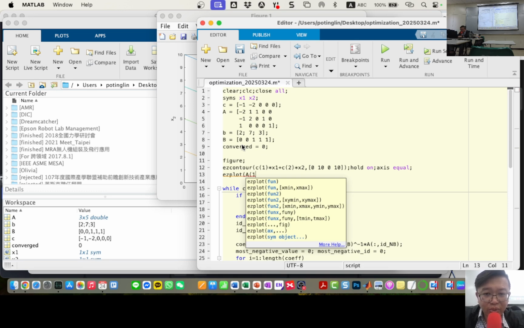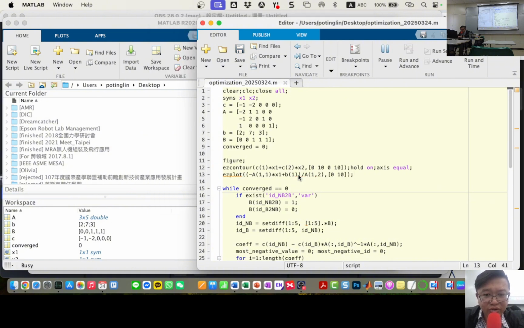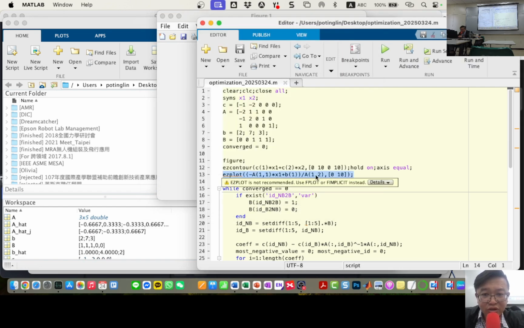say a11 times x1. Actually, on the right hand side, so minus plus b1. Everything divided by a12. Easy plot. So plotting in 0 and 10. Let me see if it's right or not. Yes, that's a first linear function. And then do set the color so it's obvious.